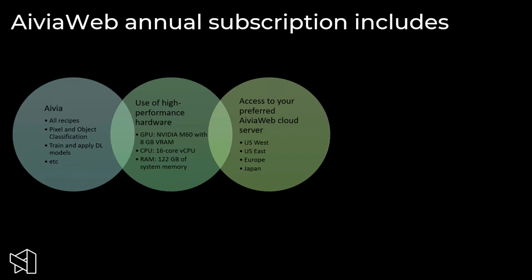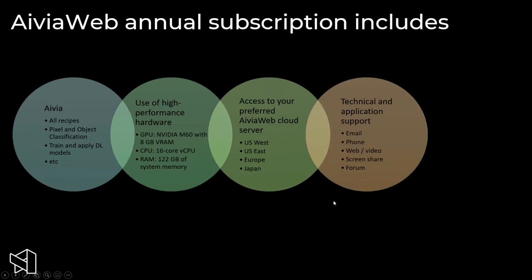You do access your preferred Aivia Web cloud server. So depending on where you live and where you typically are working from, you can pick the one that is closest to you that will have the best latency, so the lowest latency. But really, all of them should work well, even if you live in Europe and you go to Japan for a conference, which nowadays is kind of unlikely due to COVID. But if you do that, you can still use your European connection and it will work well. But of course, when you're in Europe, it will work even better.